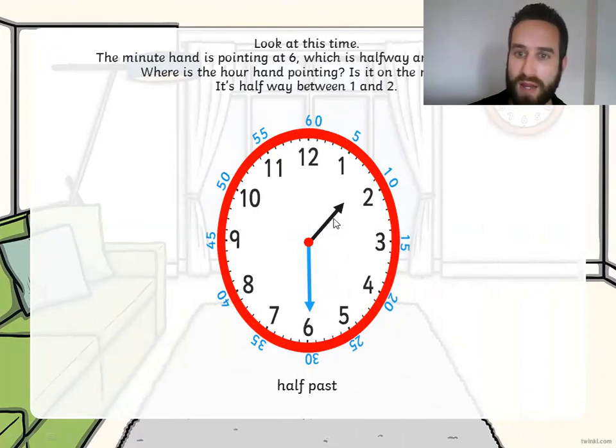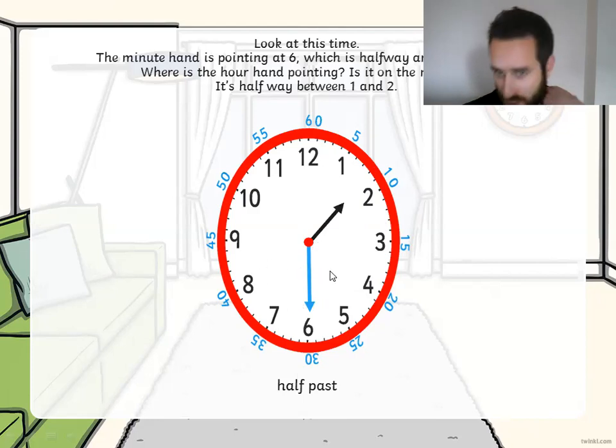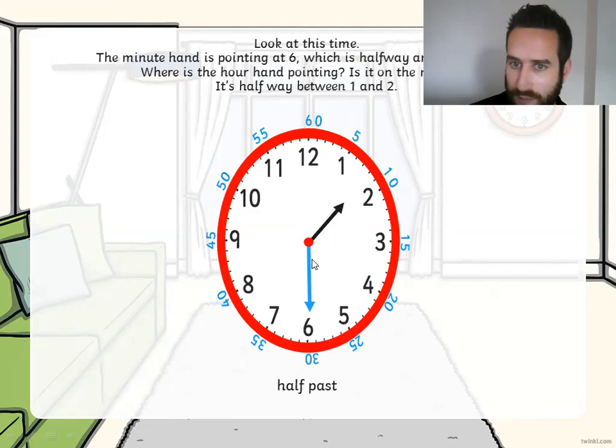Because it's halfway between. Just like the minute hand is halfway between the hour, all the way down here, this hour hand is halfway between the numbers. When it's o'clock, the hour hand starts on the number. Then it moves slowly towards the next hour, just as the minute hand is moving towards the next hour. So if it's halfway through the hour, then this hour hand should be halfway between the hours as well. This is 1:30.